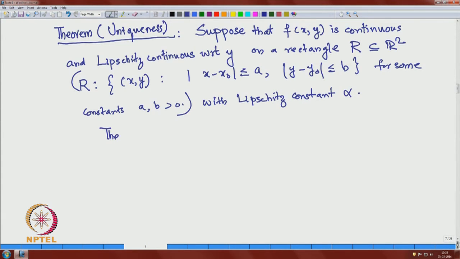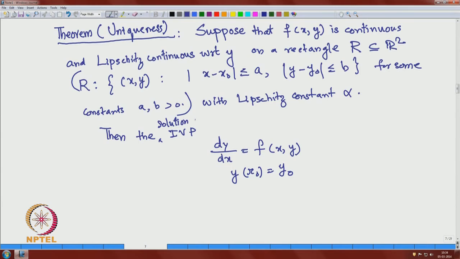then the initial value problem dy by dx is equal to f of x,y, y at x0 is y0, has a unique solution. If it has a solution, then the solution is unique.